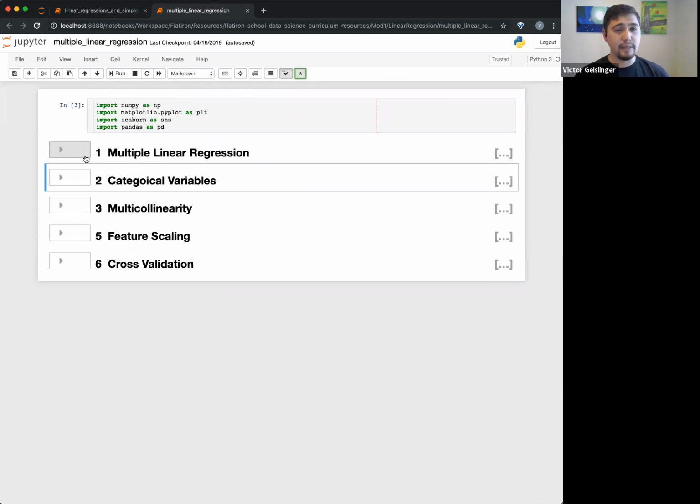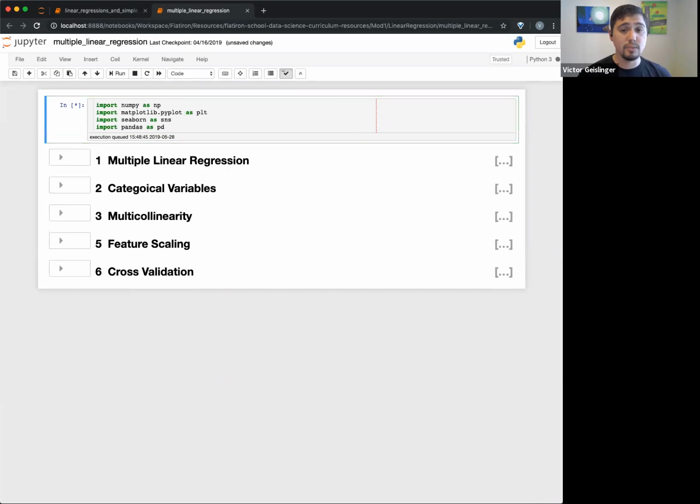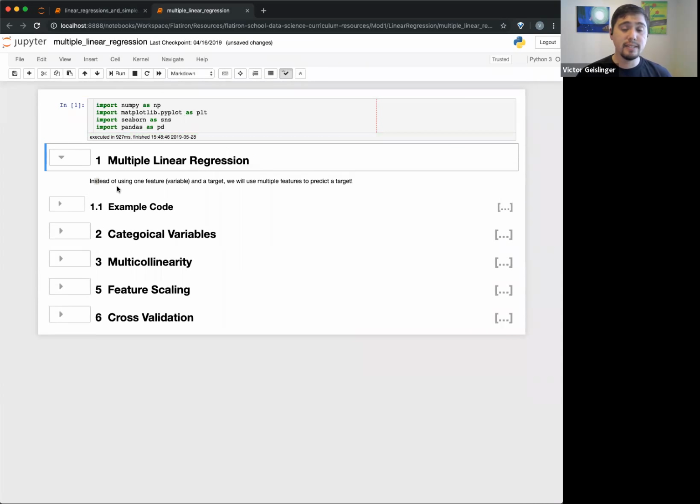This is technically section 11, and we're not going to finish all of these parts for today, but we'll continue this on Thursday, and then we'll lead into section 12. Okay, so I'm just going to introduce you to parts of multiple linear regression. Multiple linear regression, like I said, basically means you have multiple features, multiple variables, and a target.